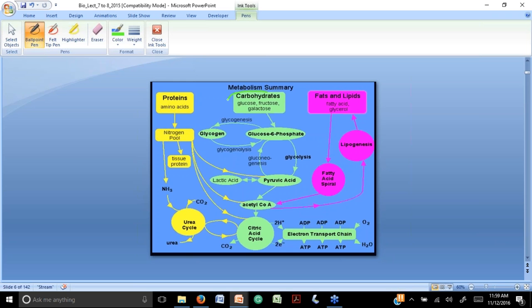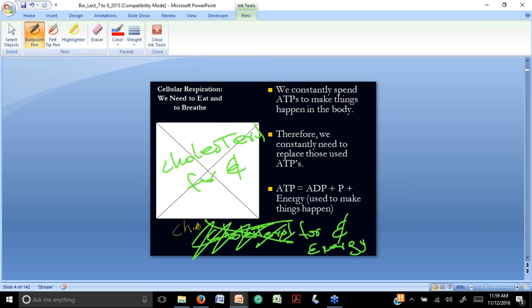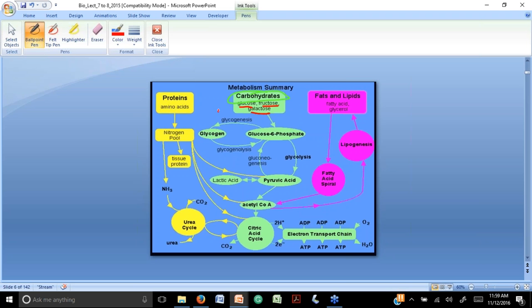Here we have the carbs, carbohydrates, and here we have the monosaccharides. Remember the monosaccharides: glucose, fructose, galactose. Disaccharides are not going to be absorbed. What is going to be absorbed are the monosaccharides. Then they go to pyruvic acid, then acetyl-CoA. Can you see this double arrow? It's going to be reversible, okay?